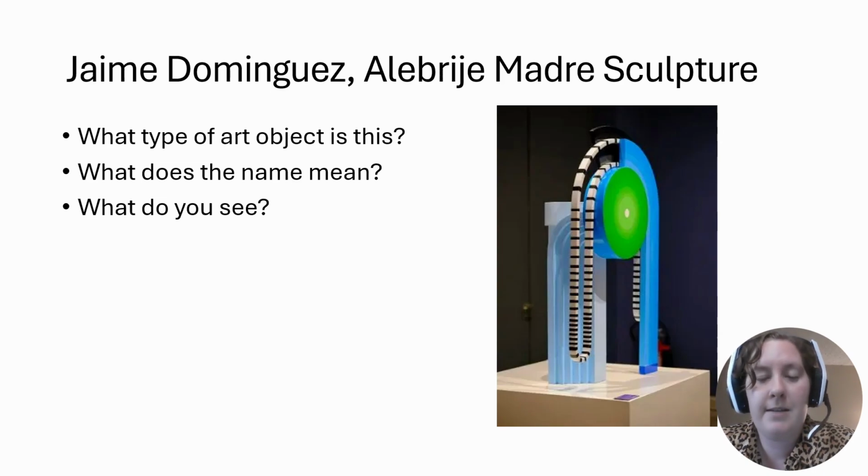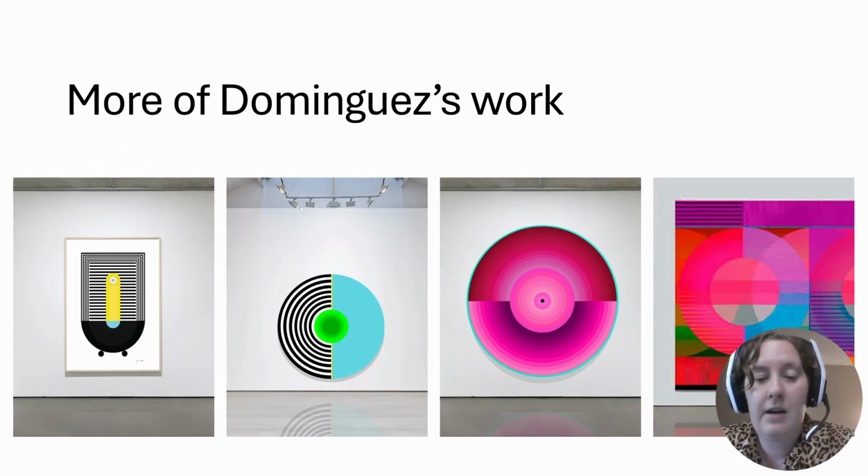And then again, ask them what they see and what's maybe similar and different between the last piece of art versus this one. Then I have some more of his work. The third one, the one that's a circle with the pink bottom and red top, that's from his peyote series, so we'll be talking about that.